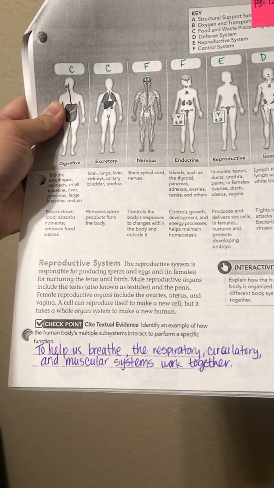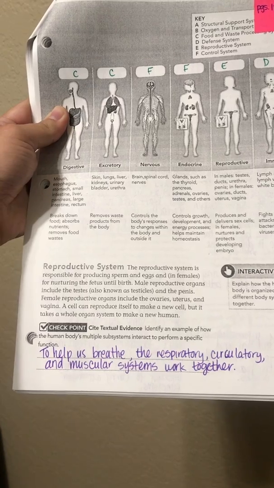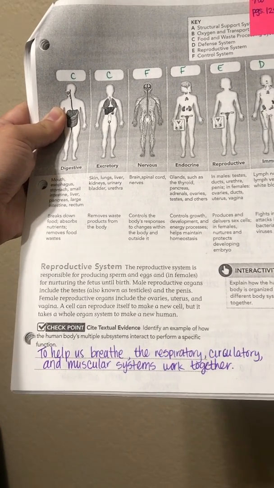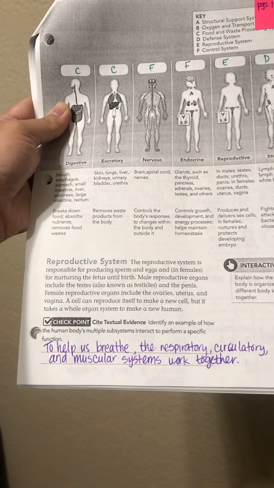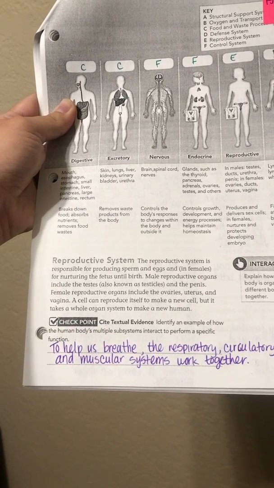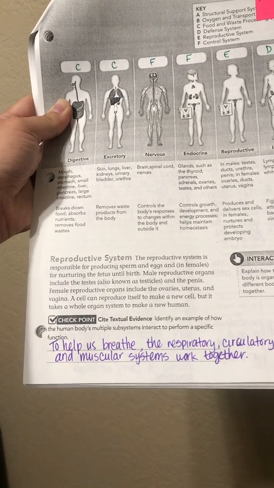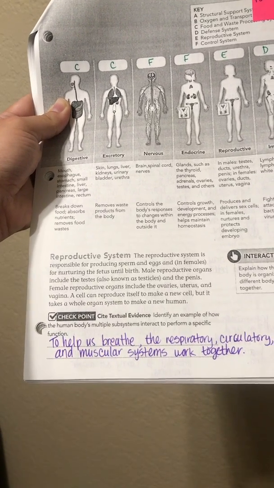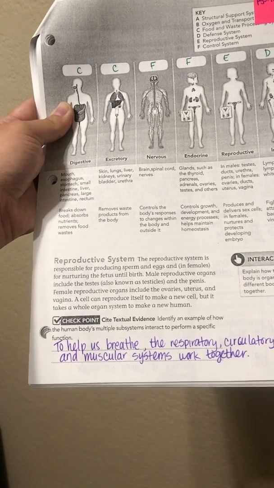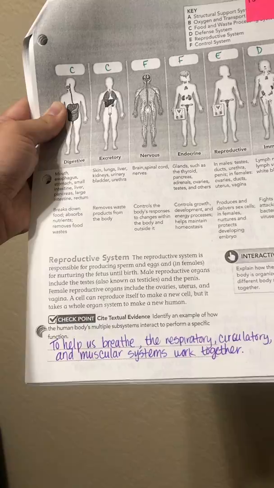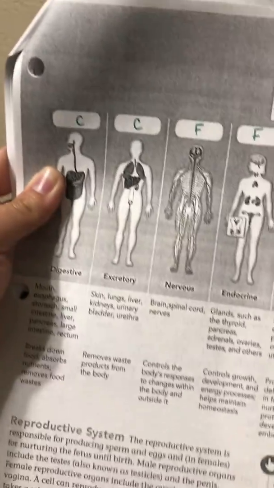So for the bottom part, it said identify an example of how the human body's multiple subsystems interact to perform a specific function. So to help us breathe, the respiratory, circulatory, and muscular systems work together. And it just said identify an example. So that's just one example. Your answer could be different and you could have other systems that work together. Let's go ahead and move on to page 126.